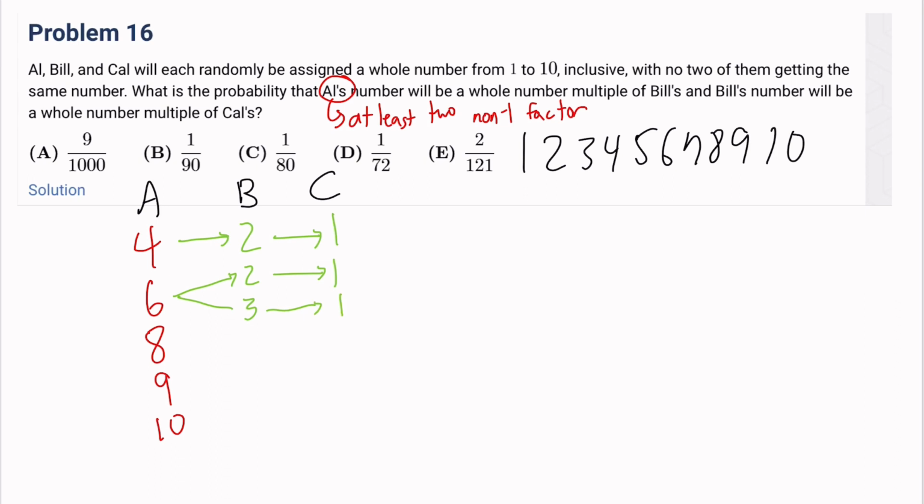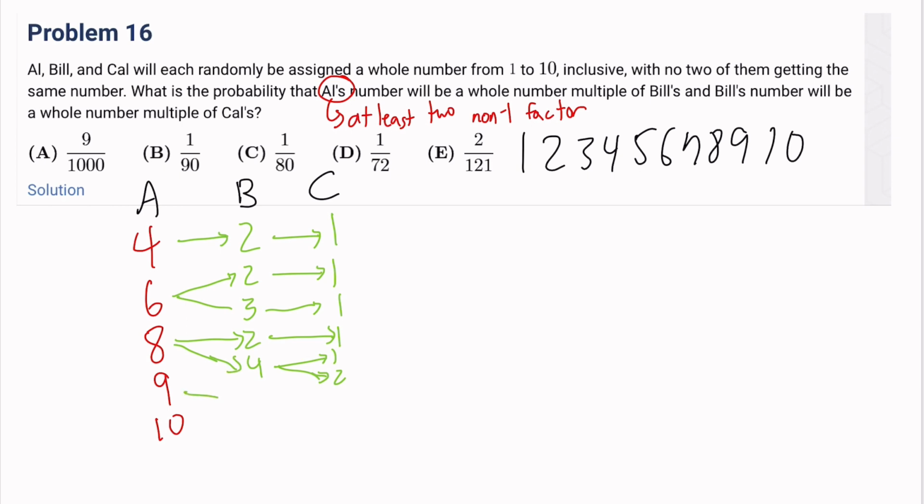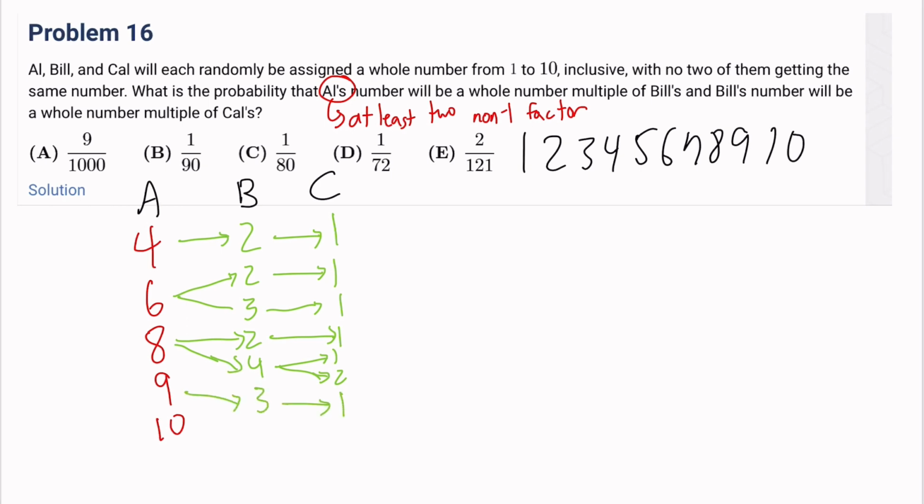And if Al's number is 8, Bill's number can be 2 and Cal's number can be 1. Or Bill's number can be 4 and Cal's number can be 1, or Bill's number can be 4 and Cal's number can be 2. All of these work, right? And if Al's number is 9, Bill's number can be 3 and Cal's number can be 1. This is the only way. And for 10, Bill is 2, Cal's 1, or Bill is 5 and Cal is 1.